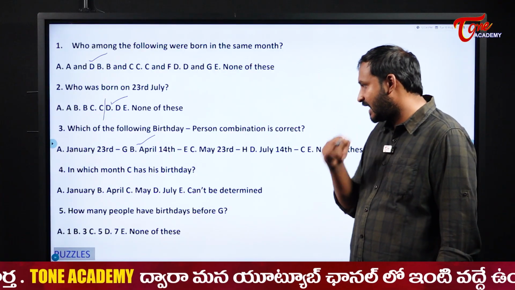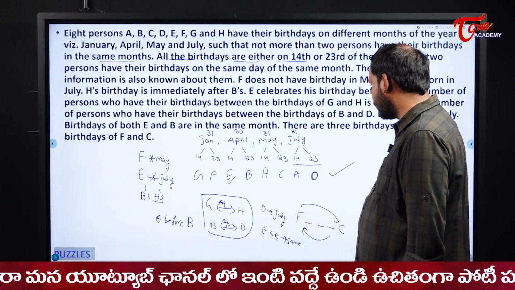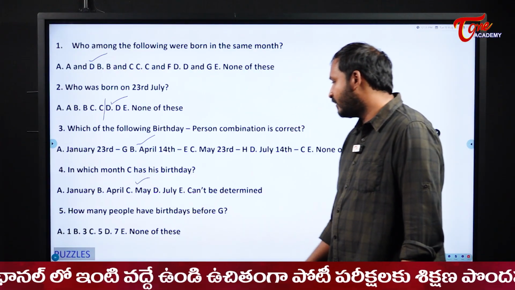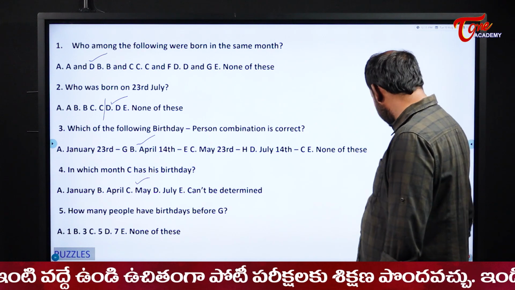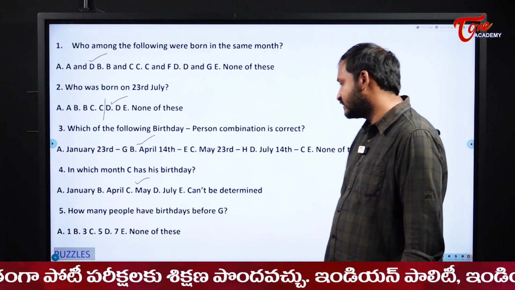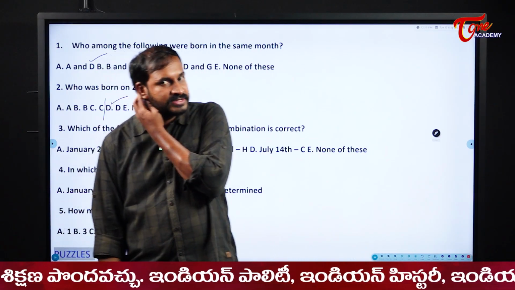In which month does C have his birthday? In the month of May. How many people have birthdays before G? No, there are no birthdays before G. So none of these. So our answer here becomes none of these.